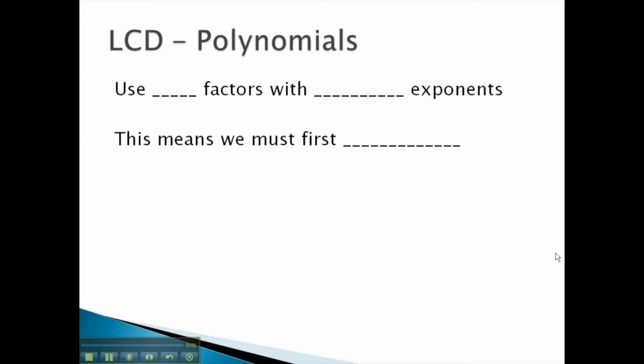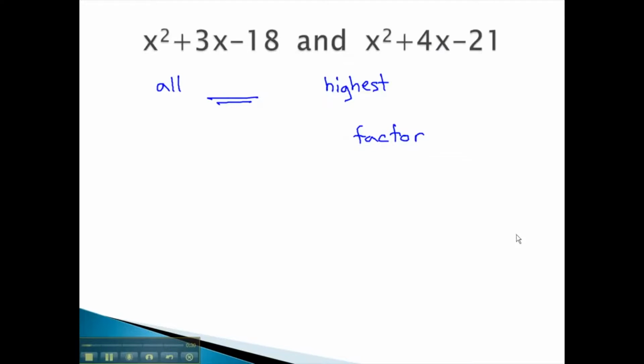when those denominators are made up of polynomials. We have already said to find the LCD, we use all factors with highest exponents. However, in order to use all factors, this means we must first factor each of the polynomials. Let's take a look at some examples where we have to do just that.